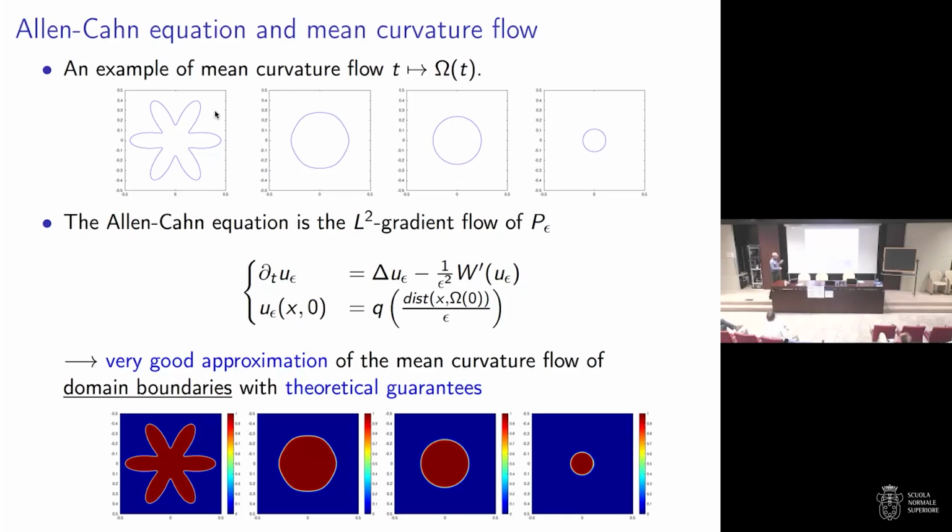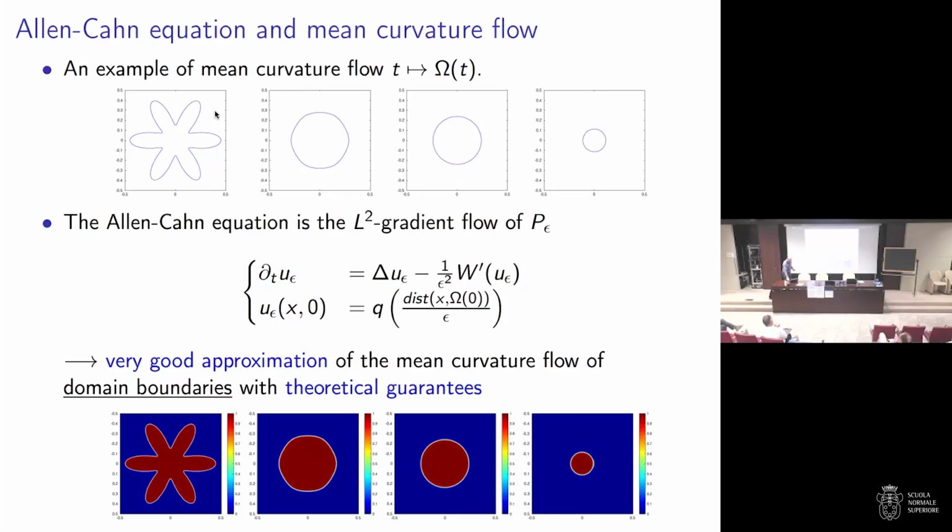And if you now look into the L2 gradient flow of your Cahn-Hilliard energy, you have this equation here, a diffusion-reaction equation. And if you start from an optimal smooth approximation of your initial set, this is the kind of simulation that you might obtain with a numerical approximation. I will go into a little bit more details just after. So it's a very good approximation. The solution to this PDE is a very good approximation of this.